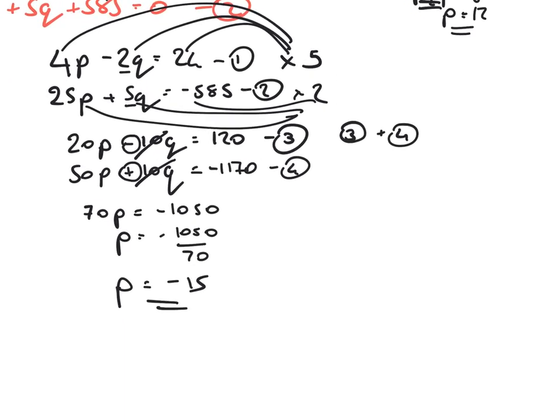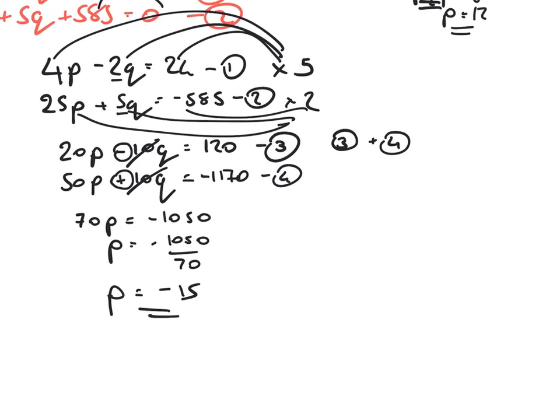Okay, so I've got the value for p, which is minus 15, and I want to find q, so I'm going to just substitute it into one of the equations, 1, 2, 3 or 4, it doesn't matter which one. So I'm going to look to put that into equation 1. So let's communicate that. I'm going to sub p equals minus 15 into equation 1.